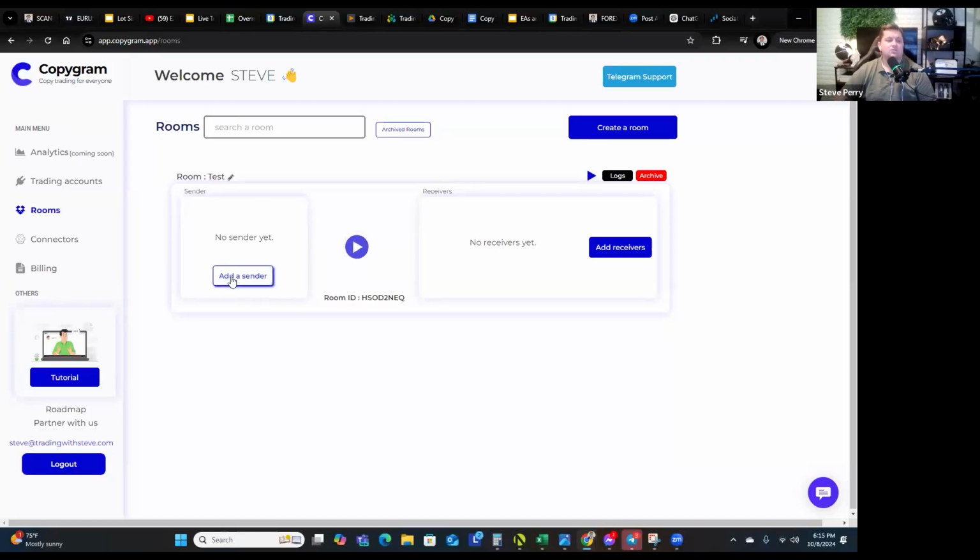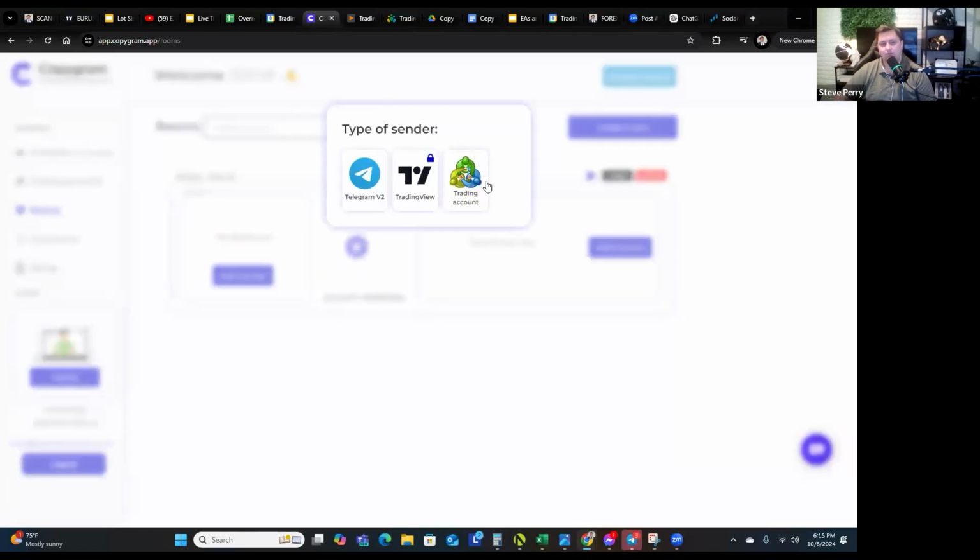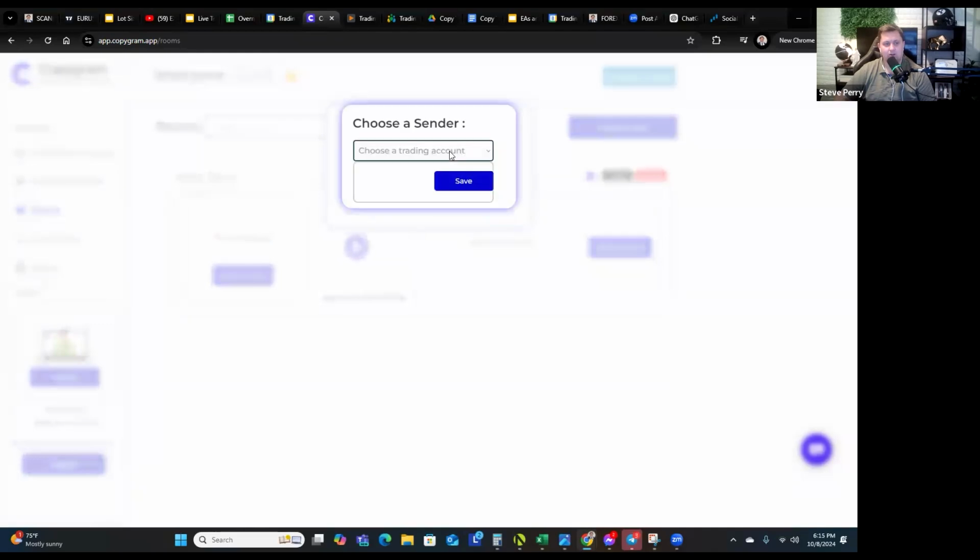All right. So you can add a sender. You click add sender first, and then you have to connect your account. You could click on MT5 right here, or MT4, and then you could pick what you want. I have this MT5 master account that I've designated for today, and I'm just going to click on that and save.